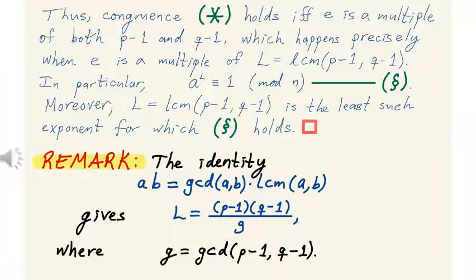Now, if you don't like a formula involving the least common multiple of two numbers, and you're a fan of greatest common divisors instead, let me remind you that the least common multiple of two numbers is equal to their product divided by their greatest common divisor. So in the theorem of Euler, we can take L equal to the product of p minus 1 times q minus 1 divided by the GCD of p minus 1 and q minus 1, if you prefer.